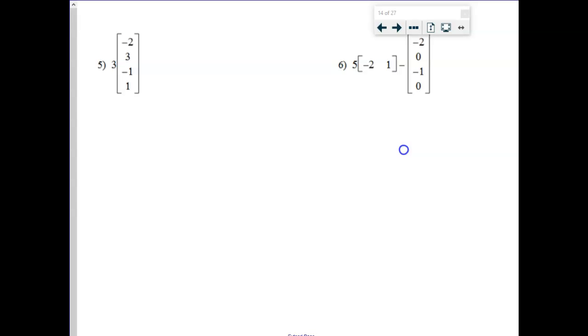So here's some very boring examples. Number 5, what do you think they want you to do here? Multiply. Yeah, it's called a scalar multiple. Write that down in your notes.